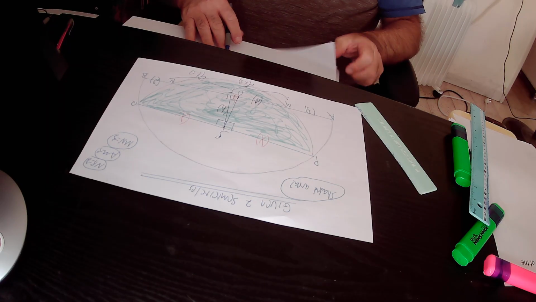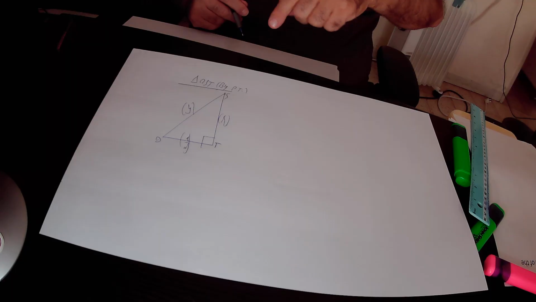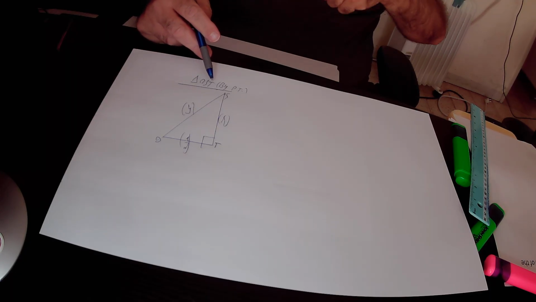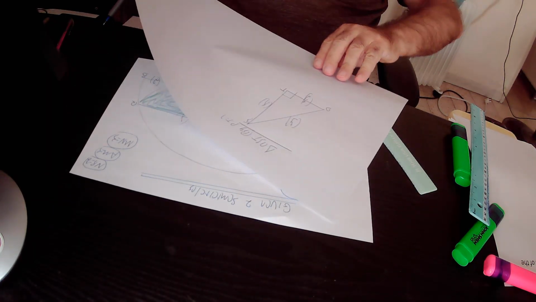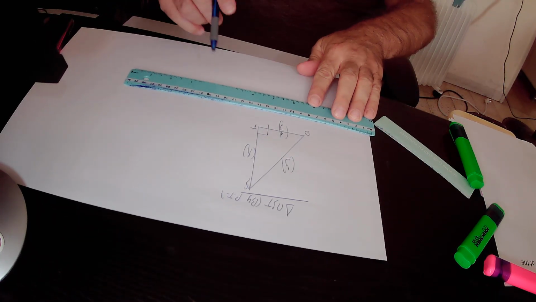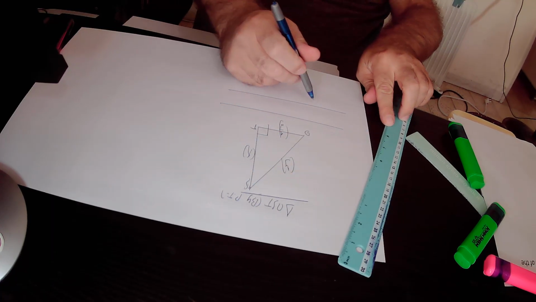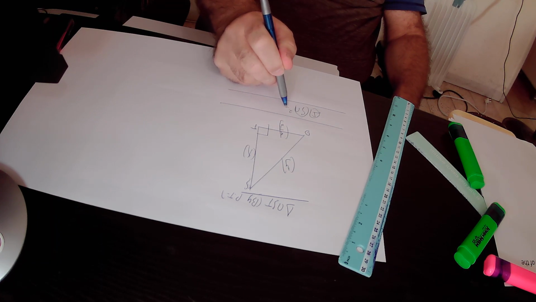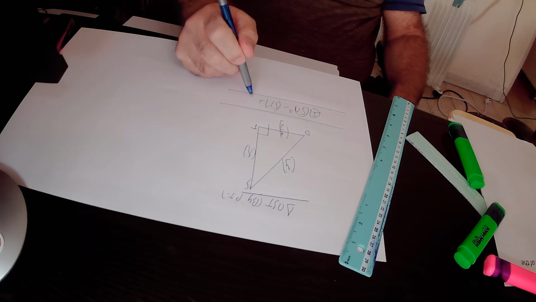This is the right triangle OST. In this right triangle OST, SO squared, the square of the hypotenuse, equals ST squared plus TO squared.